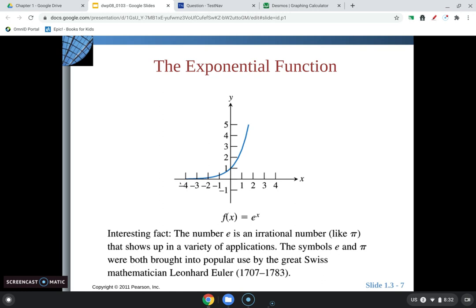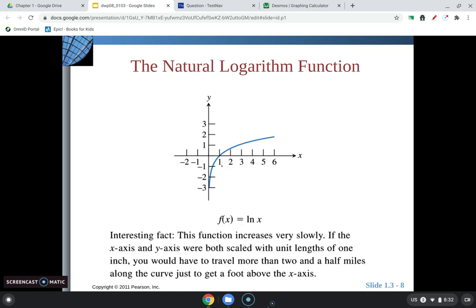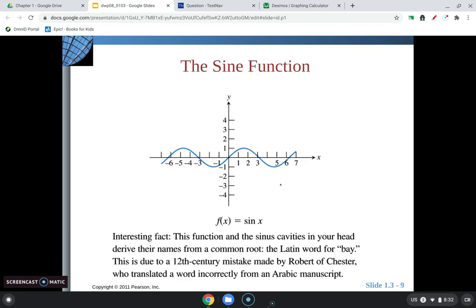Exponential function, e to the x. You can put anything you want into that one. It looks like that. The natural log, now, that doesn't go below 0. So those all have to be positive numbers for the domain to put into that function. But that's what it looks like when you graph it.